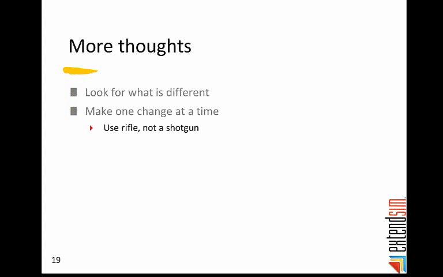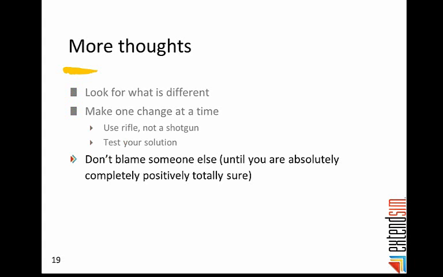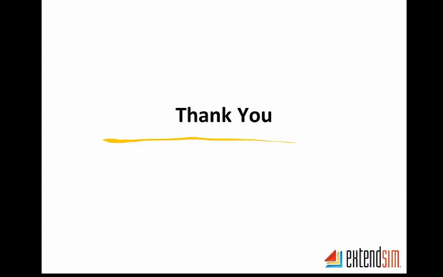Make one change at a time. Use a rifle, not a shotgun. We're not doing design of experiments here. We're trying to find out what the problem is. So if you change a lot of different things at a time, it's going to be hard to figure out what actually made an impact on the result. Test your solution. I mentioned that earlier. And don't blame someone else until you're absolutely, positively, totally sure that it's actually someone else's problem.